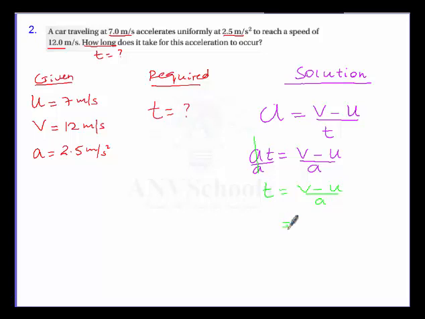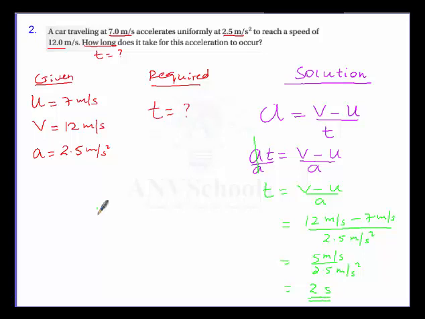Now let's substitute the given quantities. v is 12 meters per second, minus the initial speed of 7 meters per second, divided by the acceleration 2.5 meters per second square. So 12 minus 7 is 5 meters per second, divided by 2.5 meters per second square. You can use a calculator to find the quotient of these two numbers. 5 divided by 2.5 will give us 2. This is 2 seconds.